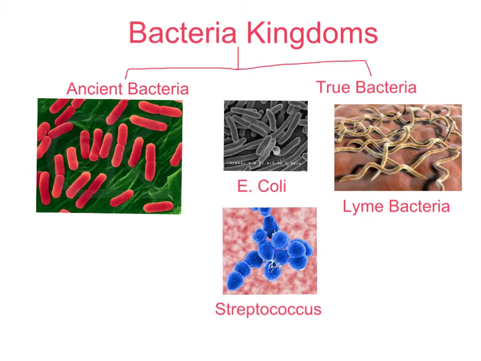And it comes in rod-shaped, which you see in E. coli, sphere-shaped, as you see with the Streptococcus, and a spiral shape, as you see with the Lyme bacteria.